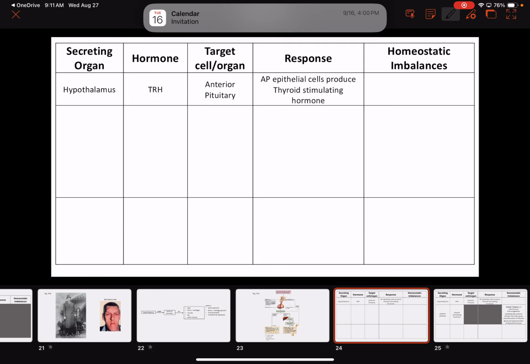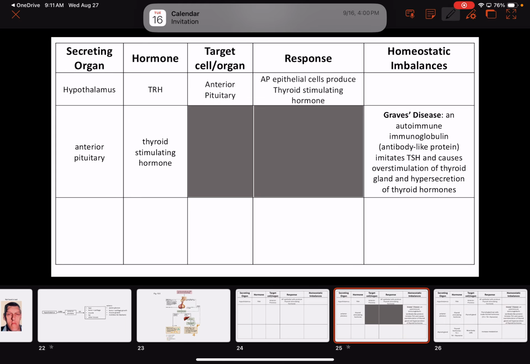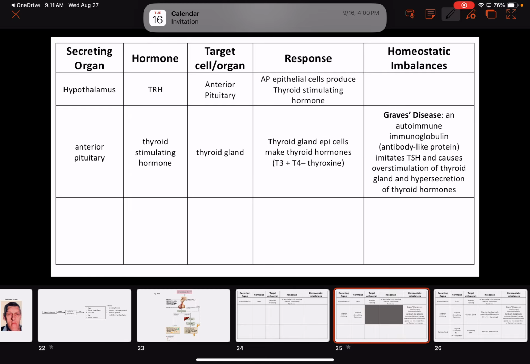All right, so for thyroid hormone, it's a much more involved, longer process here. Thyroid releasing hormone is released by the hypothalamus. It targets the anterior pituitary to get it to release thyroid stimulating hormone. And then thyroid stimulating hormone, which just came from the anterior pituitary, targets the thyroid gland to then release thyroid hormone.